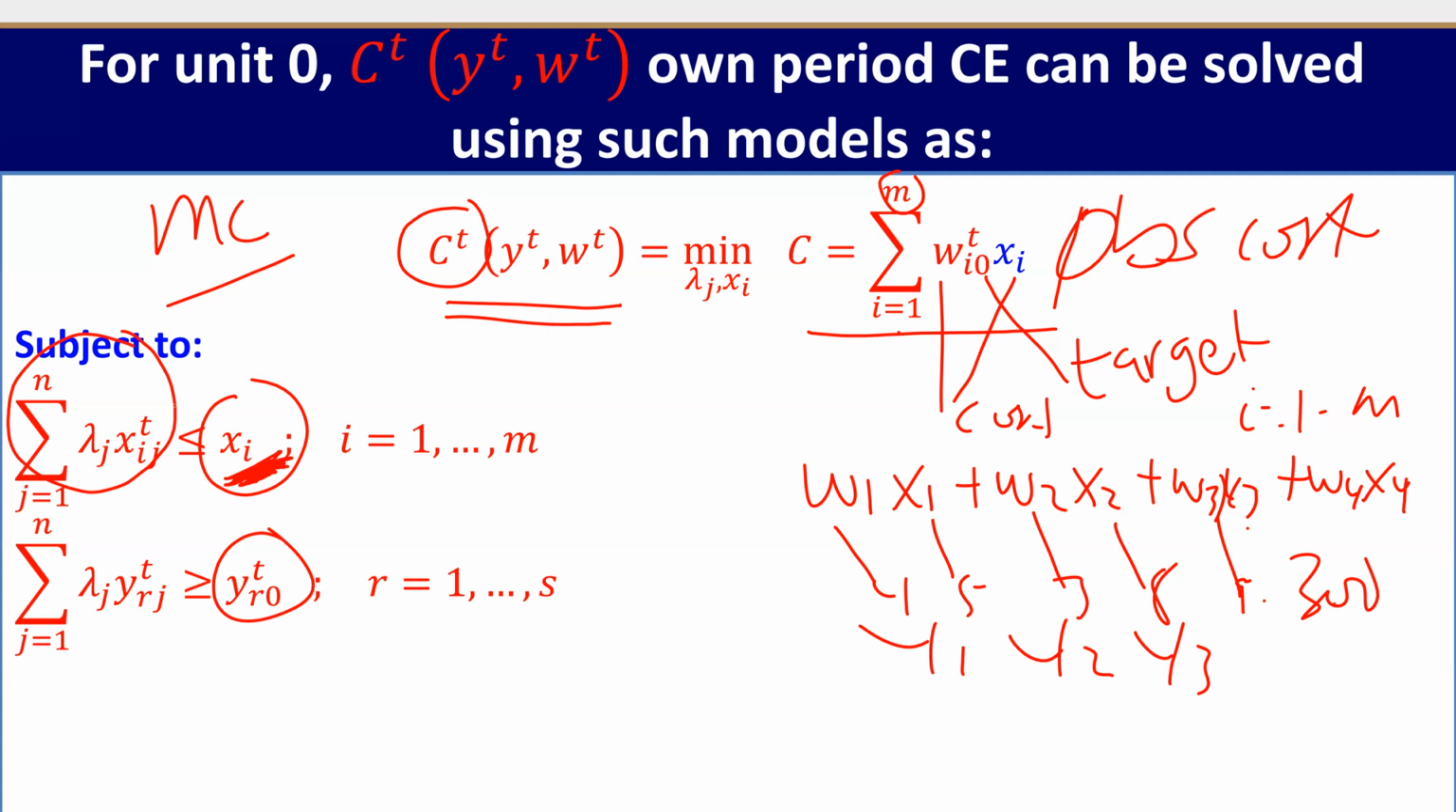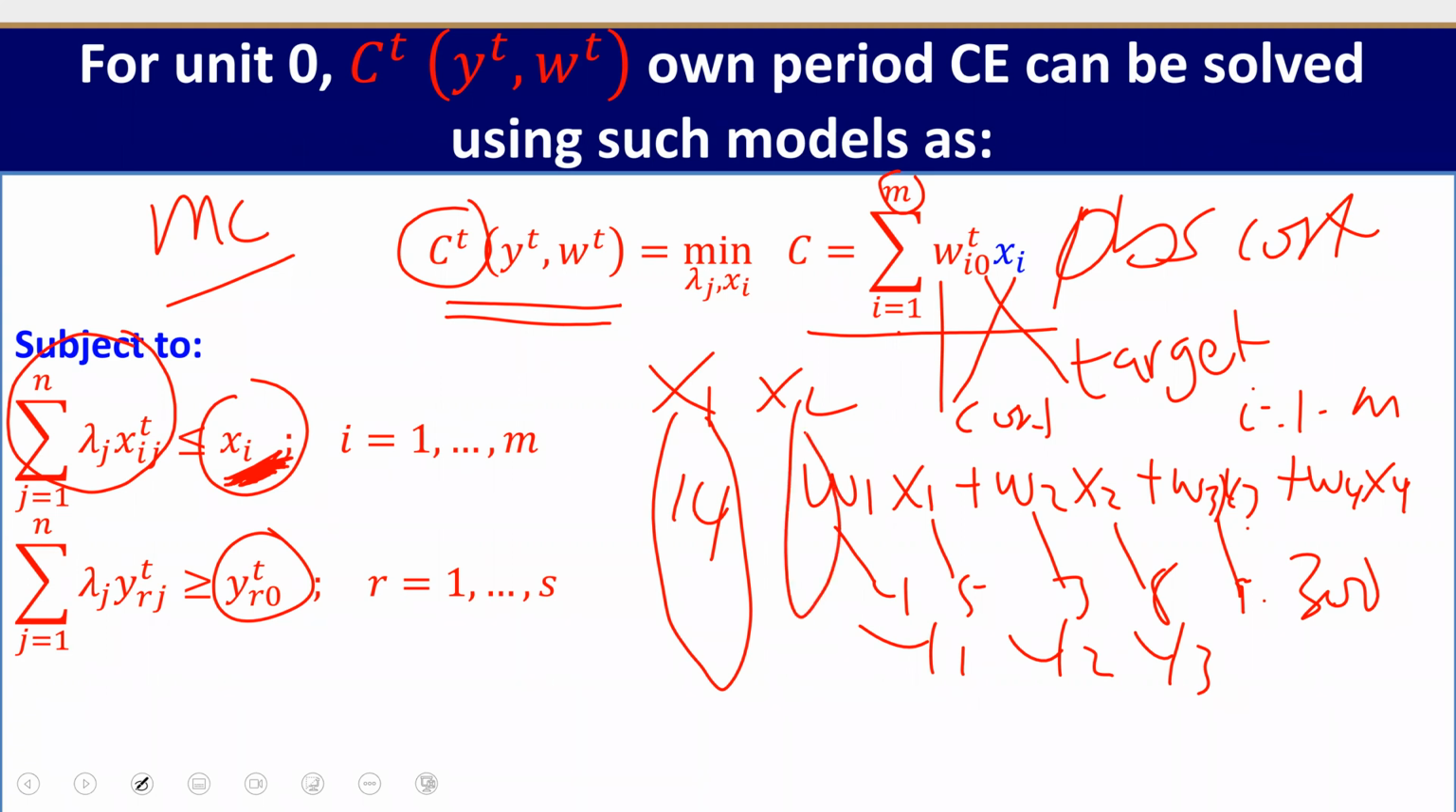So the inputs you are seeing here, this is the sum of all the inputs. So whatever number, let's say that there are 14 DMUs. These 14 DMUs, they all have this input 1, input 2, the sum of all these inputs, and the sum of all these should be less than or equal to the input of the DMU.